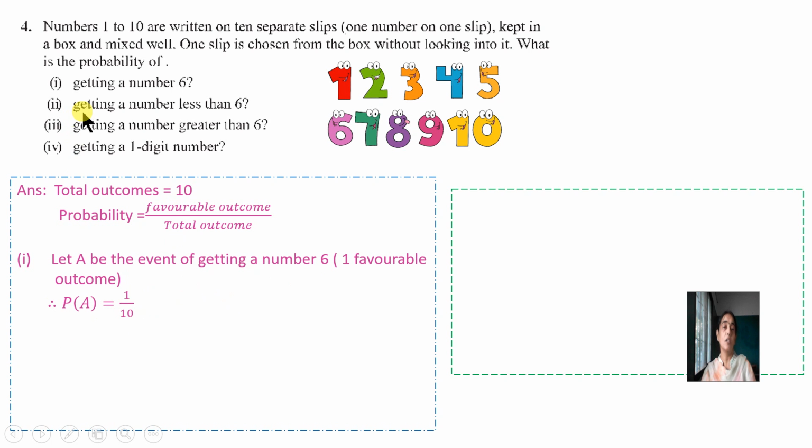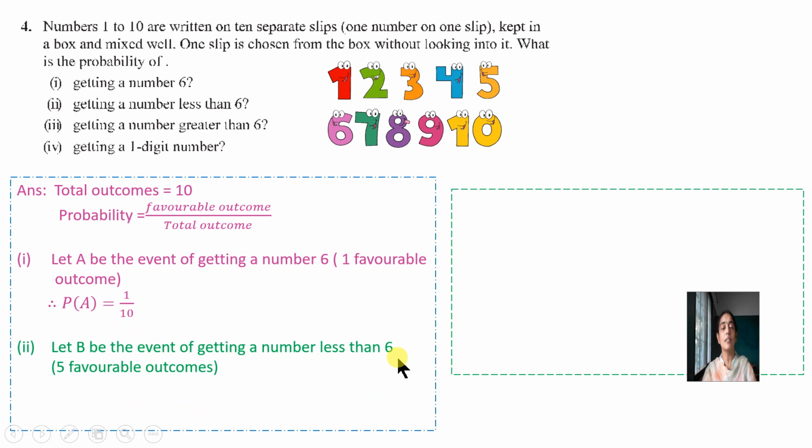Our next question, getting a number less than 6. We will first name the event. Here we had already named event A, so now we will name it as event B. Let B be the event of getting a number less than 6. How many numbers are less than 6? 5 numbers, so 5 favorable outcomes. Therefore, P of B is equal to 5 upon 10, that is equal to 1 upon 2.